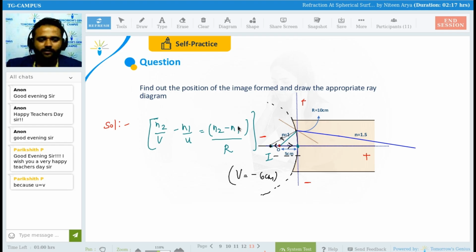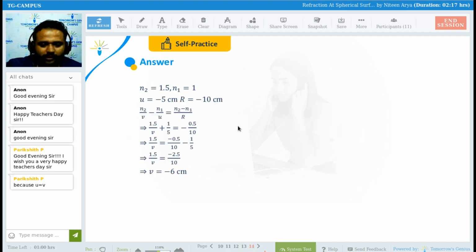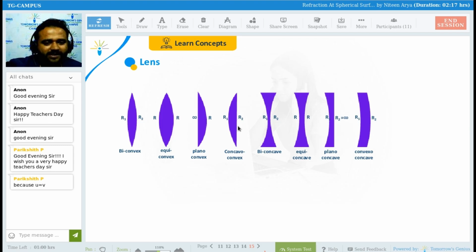Okay, and this radius of curvature or focal length for a convex lens is going to be positive. So these are the small things you need to take care of. Now moving ahead, this is the lens.